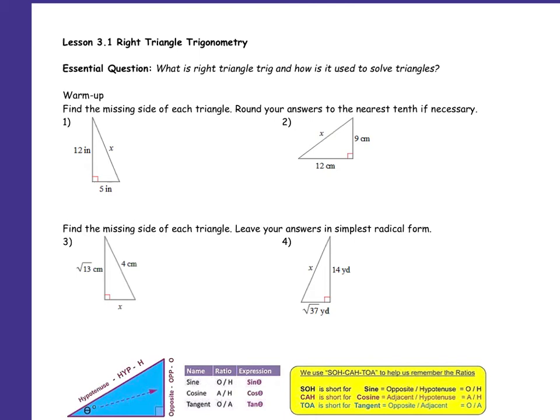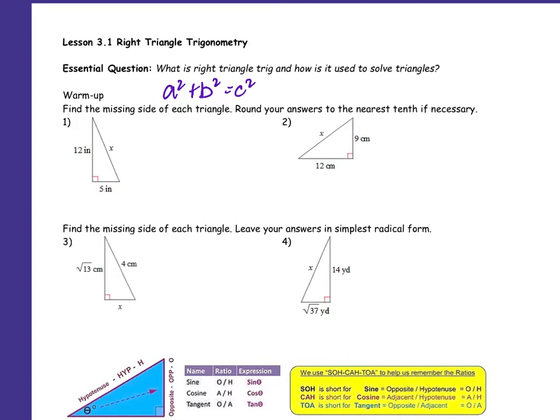Over it. So find the missing side of each triangle. Round your answers to the nearest tenth if necessary. So it is a right triangle. All we're going to use to solve this is a squared plus b squared equals c squared. We're just going to use the Pythagorean theorem to solve for the missing side.